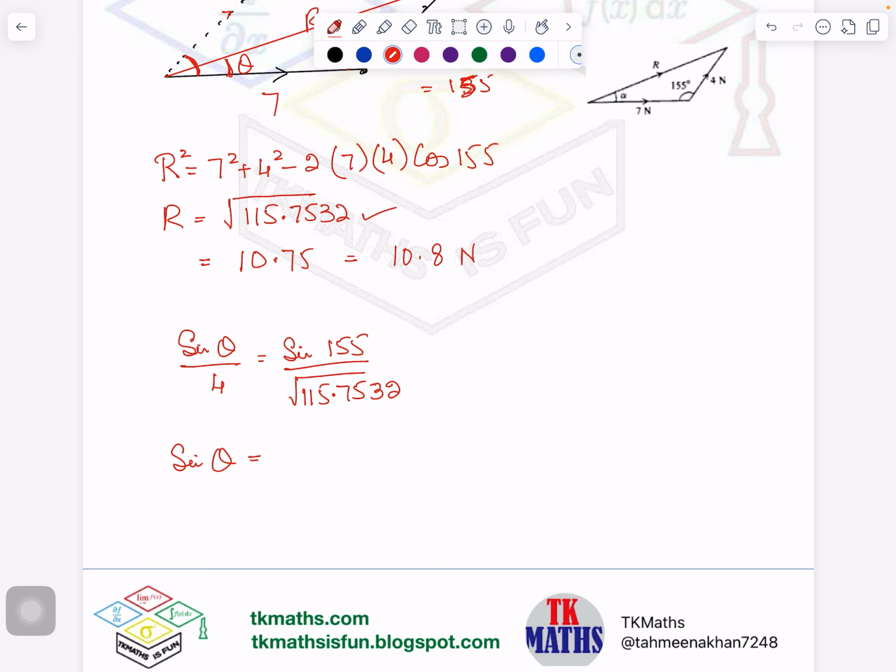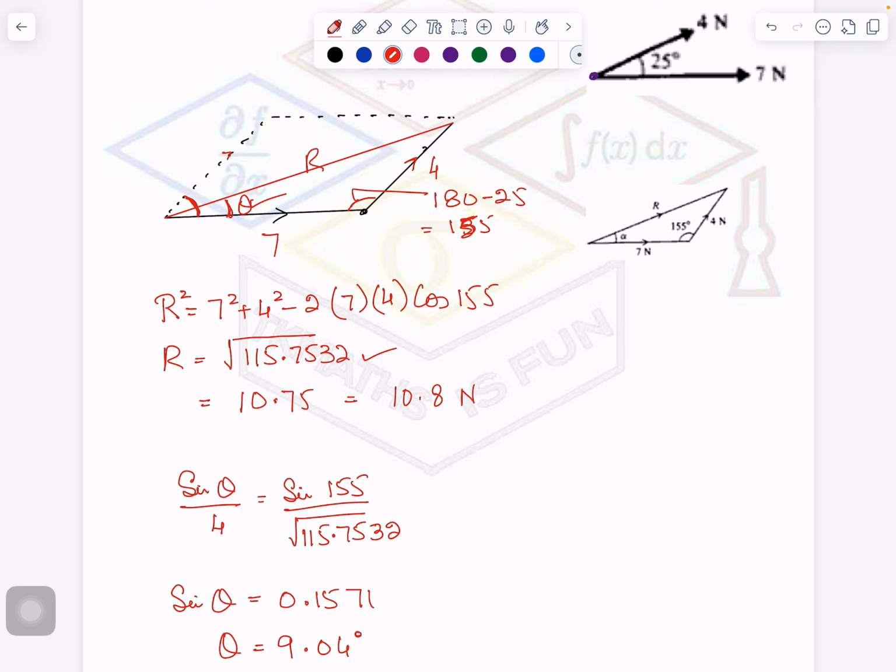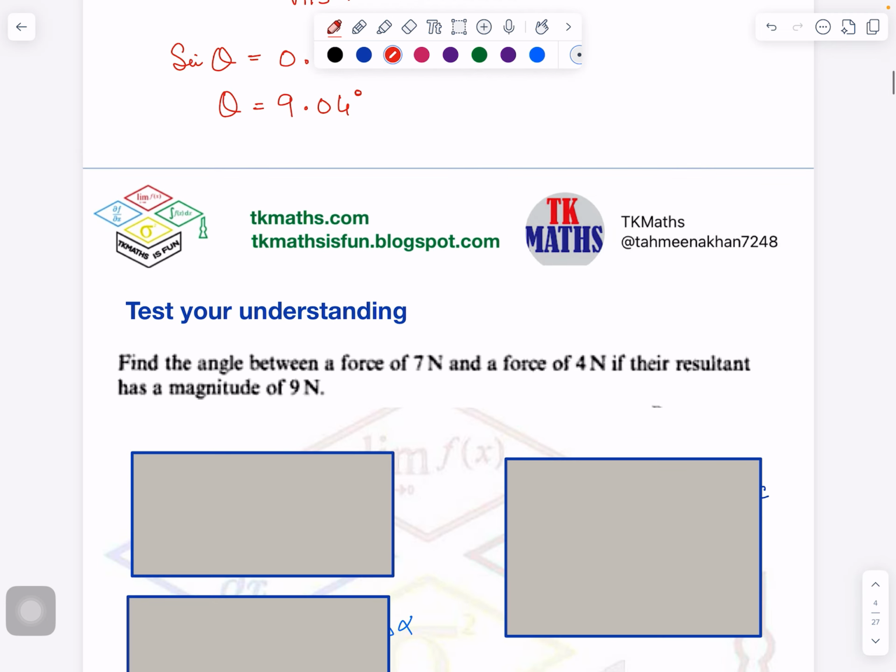4 times sine 155 divided by... so it is 0.15. I'm doing one question in great detail so that you can understand every step, and then for the rest of the questions I will show you the answer also. 9.04 degrees. So this is how you have found the angle which is made between the largest force, 7 Newton, and the resultant force.